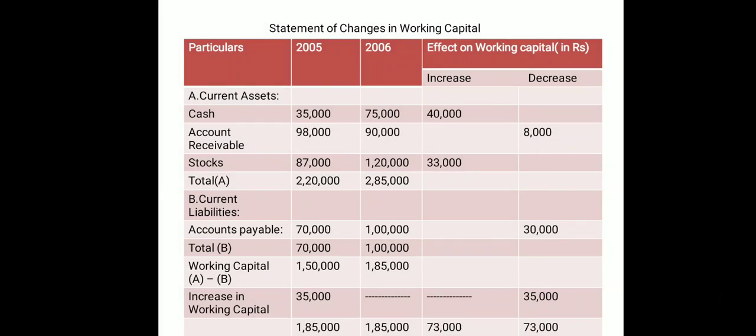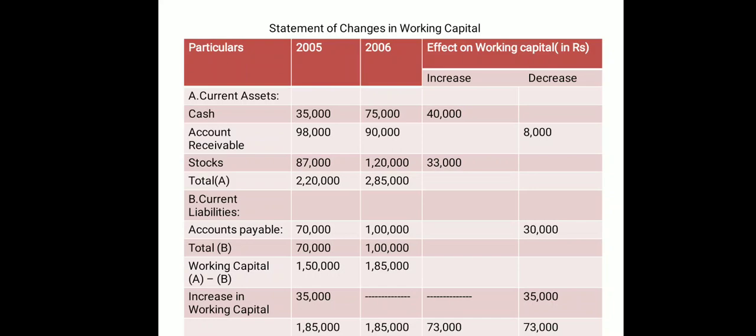So cash in 2005 we have 35,000 and in 2006 we have 75,000. I hope you can see very clearly there is an increase compared to last year, an increase of 40,000. And what is the general rule? Increase in a current asset means increase in working capital. So we'll post that 40,000 in your increase column.